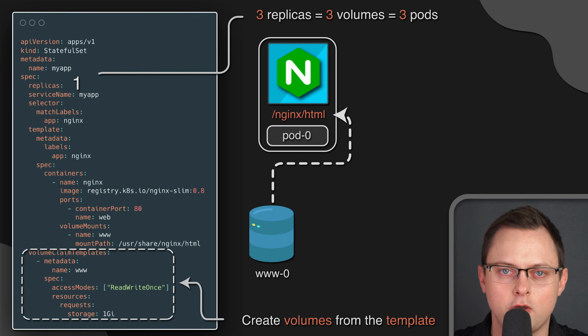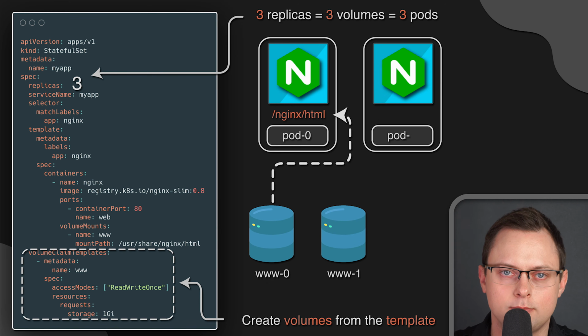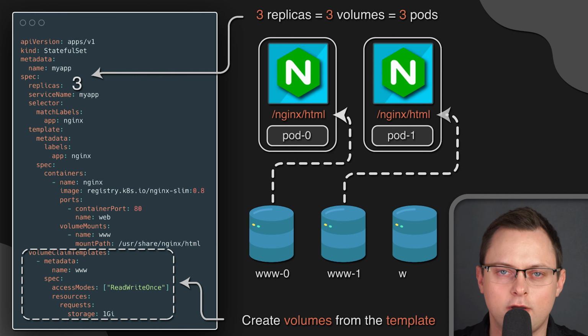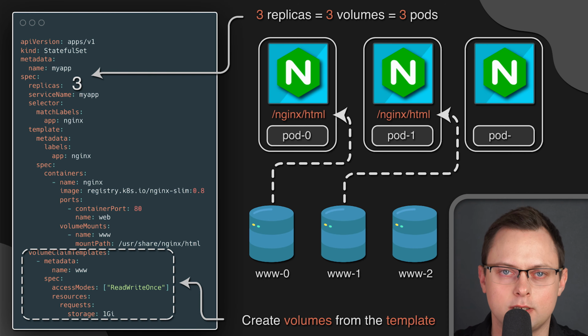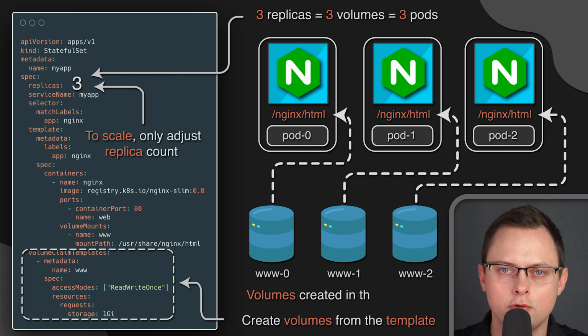For example, if you have 3 replicas, it will create 3 volumes and attach them to the pods. The same applies if you have 20 or 50 replicas. To scale up, you only need to adjust the replica count or use horizontal pod autoscaler. It also ensures that the volumes are created in the same availability zone where the pod will be running.